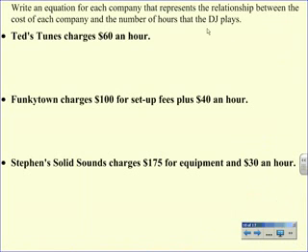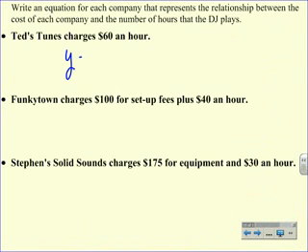The first thing that we're going to look at is we're going to write an equation for each company that represents the relationship between the cost of each company and the number of hours that the DJ plays. So this is exactly like what we did yesterday. So for Ted's Tunes that charges $60 an hour, please raise your hand and tell me what the equation of that's going to look like.